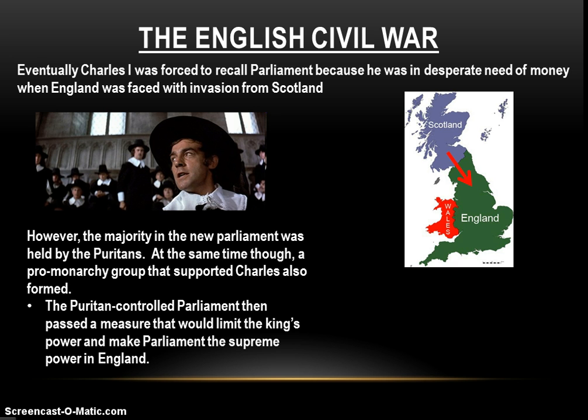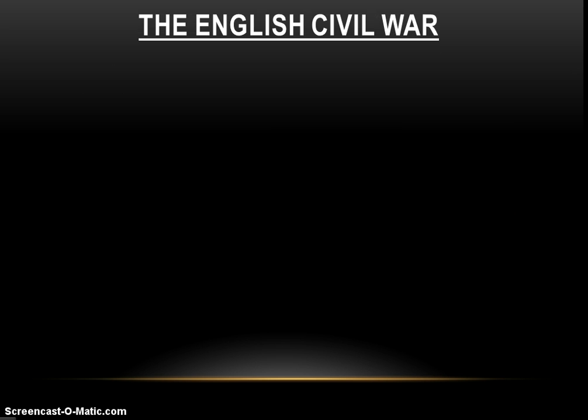The Puritan-controlled Parliament then passed a measure that was intended to limit the king's power and make Parliament the supreme power in England. It was called the 19 Points, and it needs to be said that it was passed strictly on a party line vote. Barely passed, and realistically it wasn't a very smart political move, but they did it anyway, and this is going to lead to real trouble in the future here.